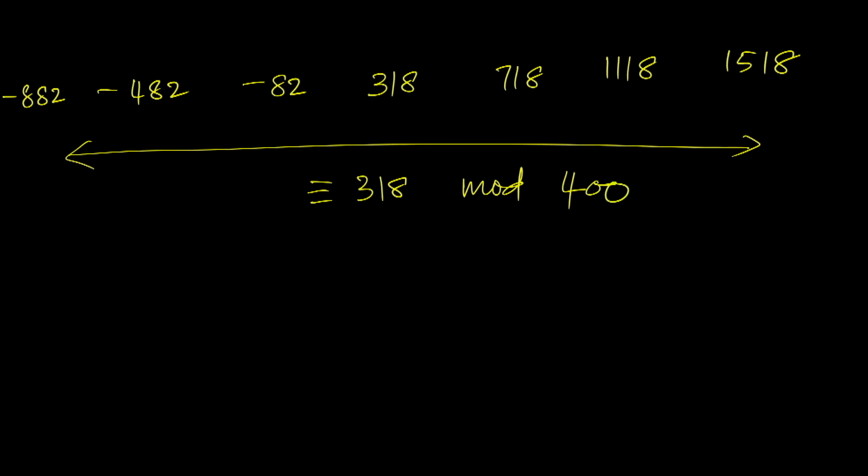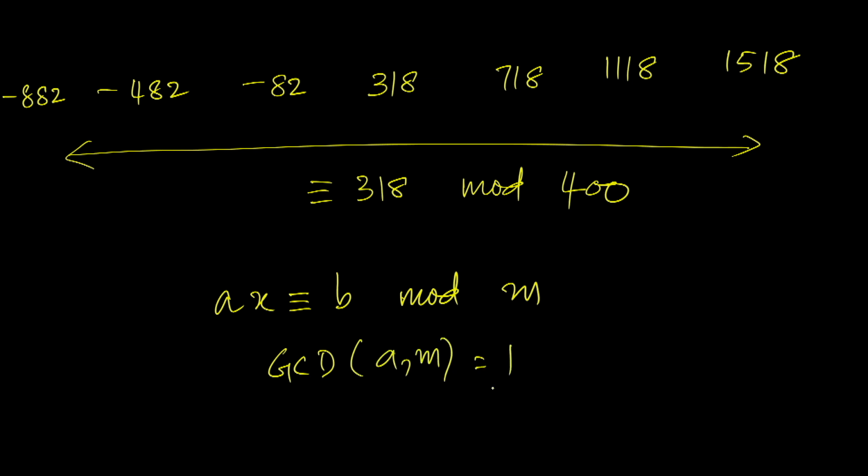So this is one way of finding solutions for congruences of the form Ax is congruent to B mod m with GCD of A, m equal to 1. But it involves finding exponents of this form, which is a long and tedious process. So this is not exactly practical. We will see an easier method later in the lecture.